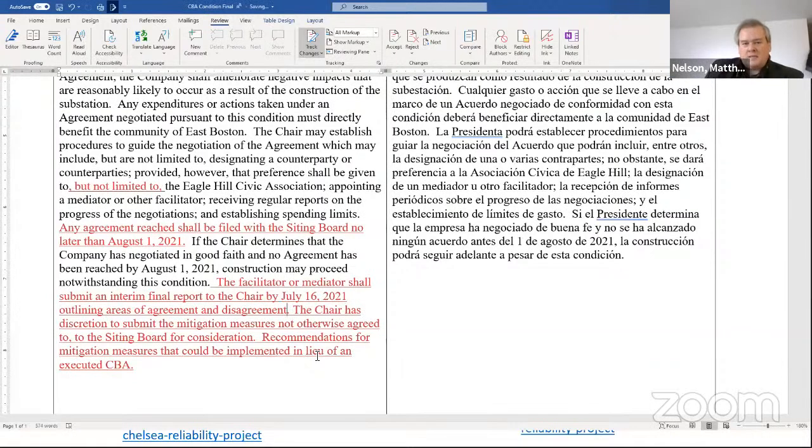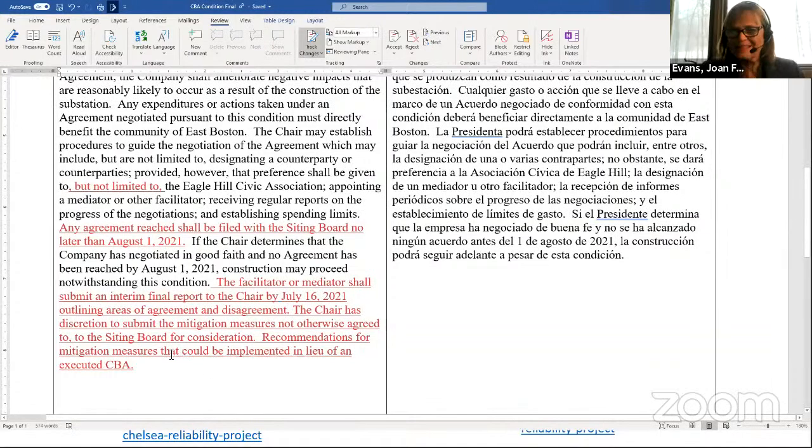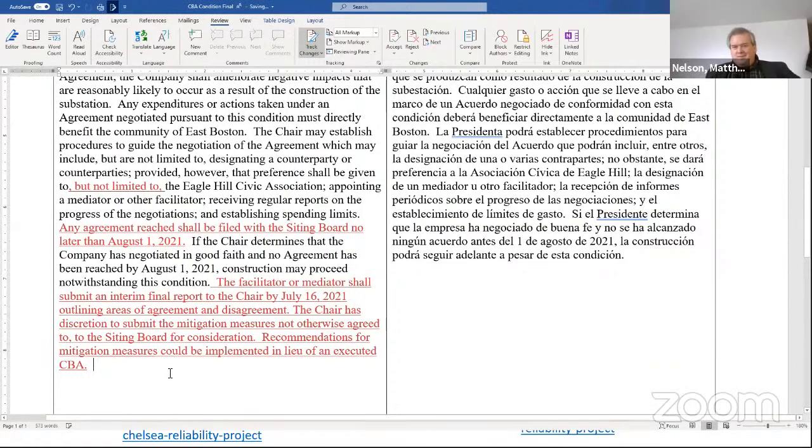So if I'm reading this clearly, I think you're right. I think the facilitator or mediator submits the interim final report to the chair, highlighting what happened. There's two more weeks. At that time, if no determination is reached, the chair has the discretion to submit the mitigation measures not otherwise agreed to the siting board for consideration. Recommendations for the mitigation measures that could be implemented in lieu of an executed CBA. Do we need to fix the front end of that sentence? Yeah, we've got to fix the front end of that sentence.